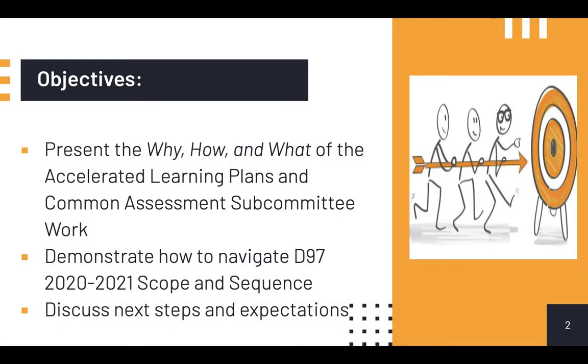First of all, let's talk about why you were here today. We want to talk about the why, how, and what of the Accelerated Learning Plans and the Common Assessment Subcommittee work that was done this summer. And we also want to demonstrate how to navigate the D97 2021 scope and sequence for kindergarten through fifth grade and discuss the next steps and expectations.